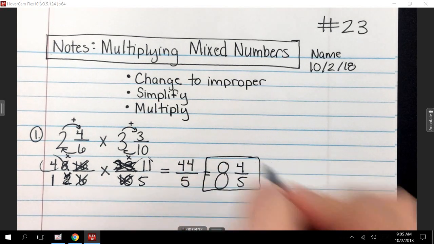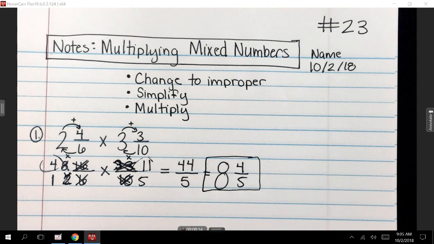Are there any questions on where I got any of those numbers from? Was everyone okay with where the 16 over 6 came from in the very beginning? Any questions on where the 8 came from?